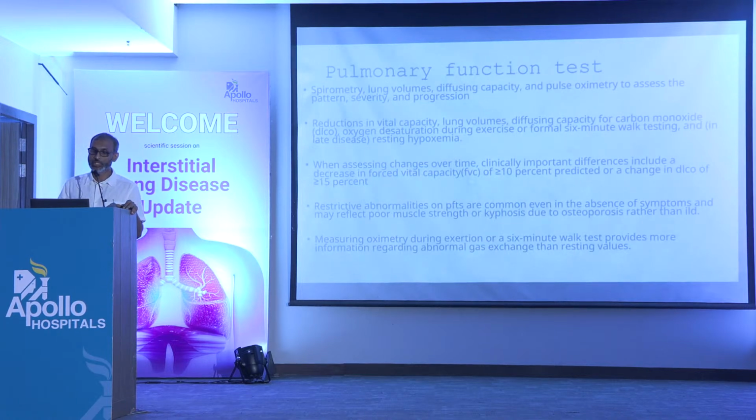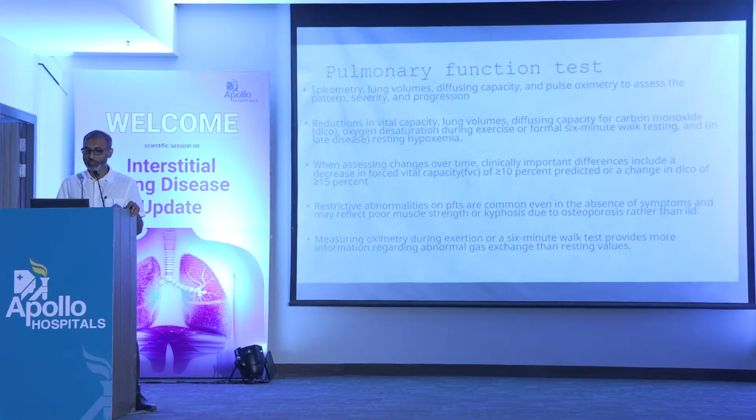Coming to pulmonary function tests: spirometry, lung volumes, diffusing capacity and pulse oximetry to assess the pattern, severity and progression. Findings include reduction in vital capacity, lung volume, diffusion capacity for carbon monoxide, and oxygen desaturation during exercise or on a formal 6-minute walk test. In rare diseases, there is resting hypoxemia. When assessing changes over time, clinically important differences include a decrease in the forced vital capacity of more than 10% and a change in DLCO of more than 15%.